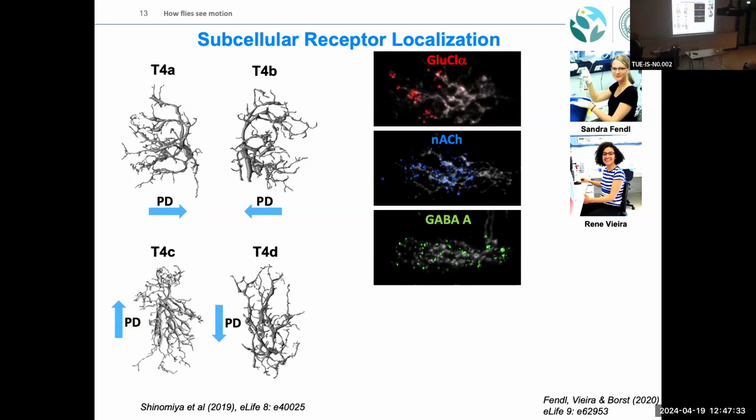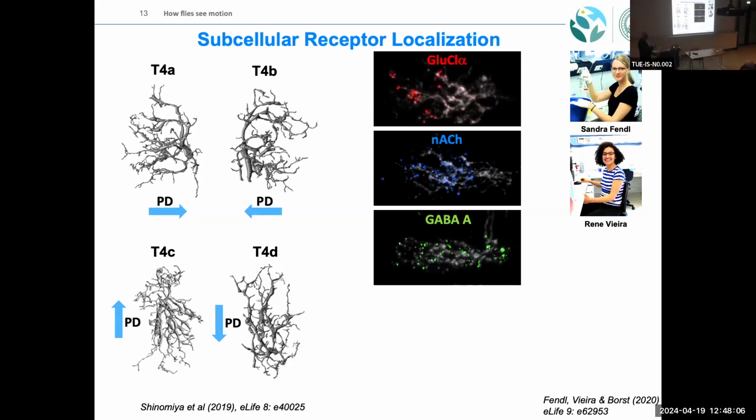What you notice is that you can already tell by the anatomy of the dendrite what its preferred direction is, because the dendrite is always oriented against the direction of motion it responds to. So this one has the tips to the left, it responds to rightward motion. This one has the tips to the right, responds to leftward motion. This one has the tips downward, responds to upward motion. This one has the tips upwards, responds to downward motion, right? So you can tell from the anatomy already which subtype that is.